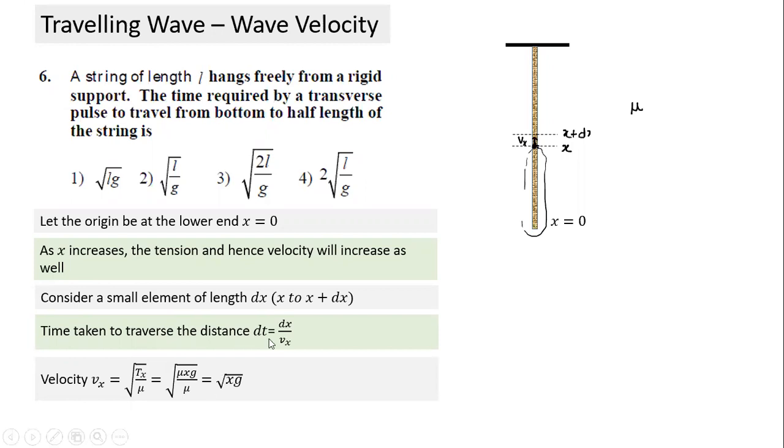Once I have velocity, I can calculate time. So the total time taken from x equal to 0 to L by 2 will be the integral from 0 to L by 2 of dx divided by root of xg. And this is up to half the length; if it was the full length, I would integrate from 0 to L.